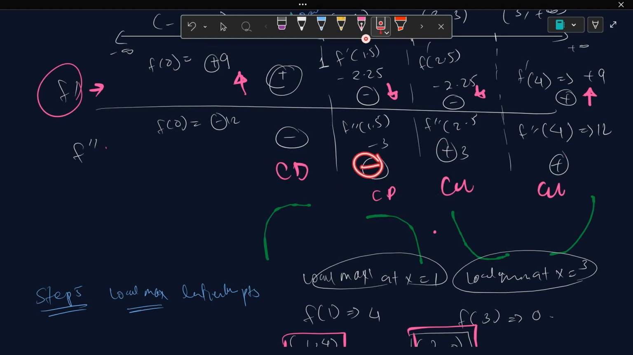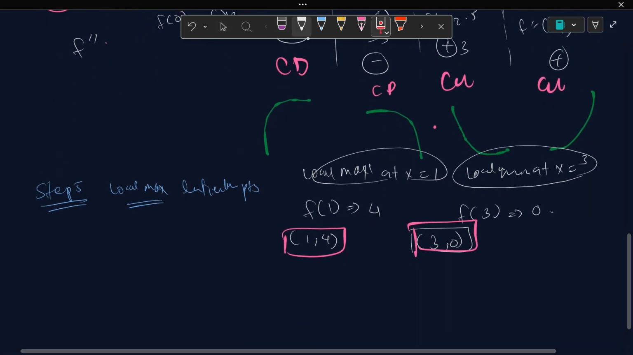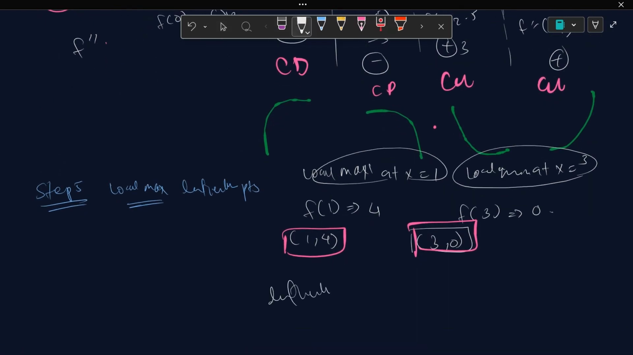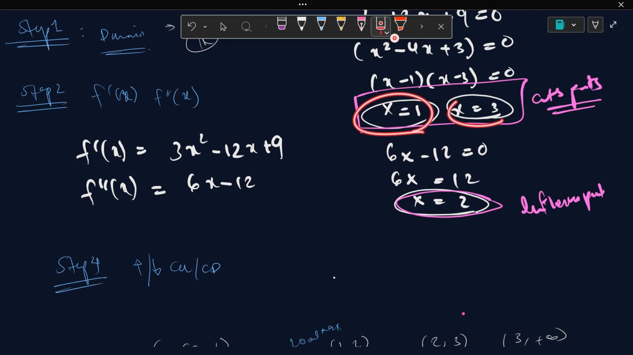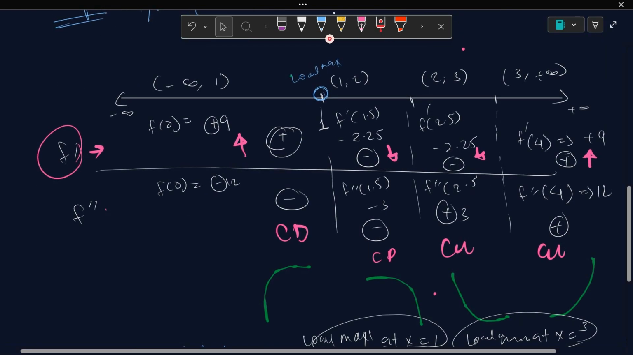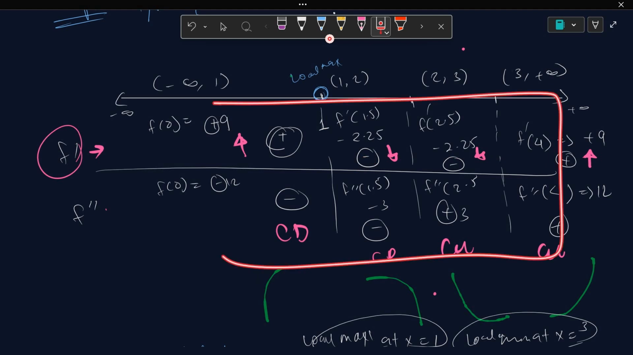So you went from negative to positive, so there was a change in sign in the f prime function this time. You went from concave down to concave up, so that means there has to exist an inflection point at x equals 2. So you have an inflection point at x equals 2, and that is what you figured out at the top as well: at x equals 1 and 3 you had critical points, and at x equals 2 you had the inflection point. You can also verify this using the graph that you have made over here.